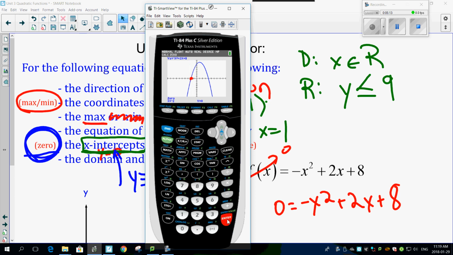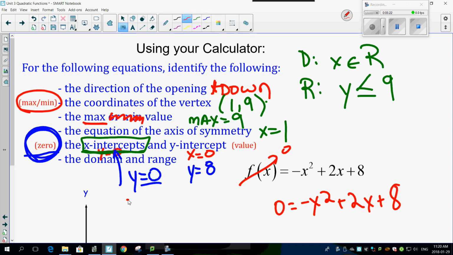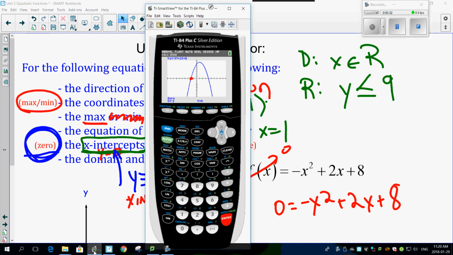And look at that. It tells you at -2, 0 is one of the X-intercepts. Oh, cool. Okay, so we're going to put an X-intercept here at -2, 0. Beautiful. Well, let's find the other one. Exactly the same way. So we're going to try to find this guy. Left bound means you're going to be somewhere up here. Right bound means you're going to be somewhere down there.